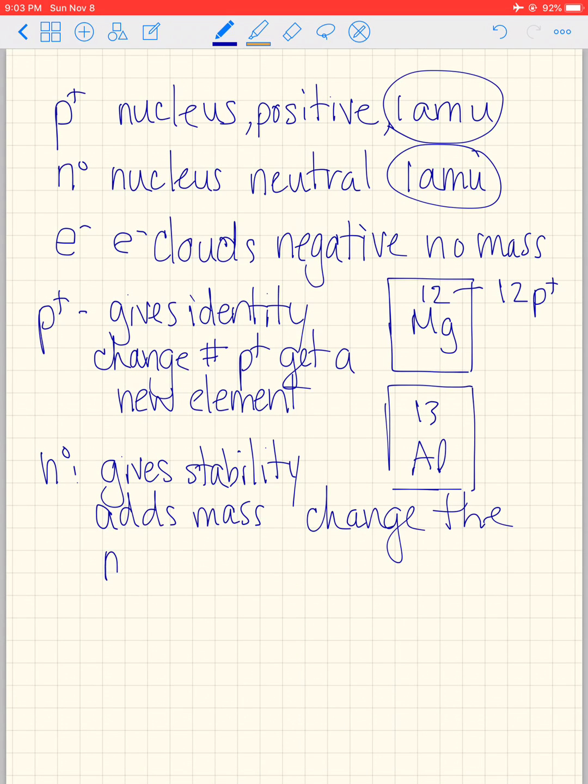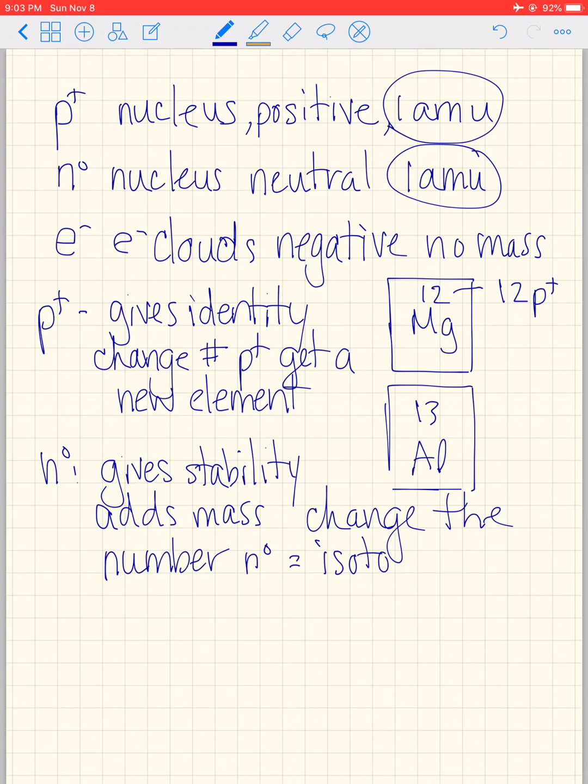Now let me give you an example of that. And this should all be review. We've talked about this in the reading that you've done. So this is all review. Hopefully this is familiar because you've done your reading faithfully. If you change the number of neutrons, you get an isotope.